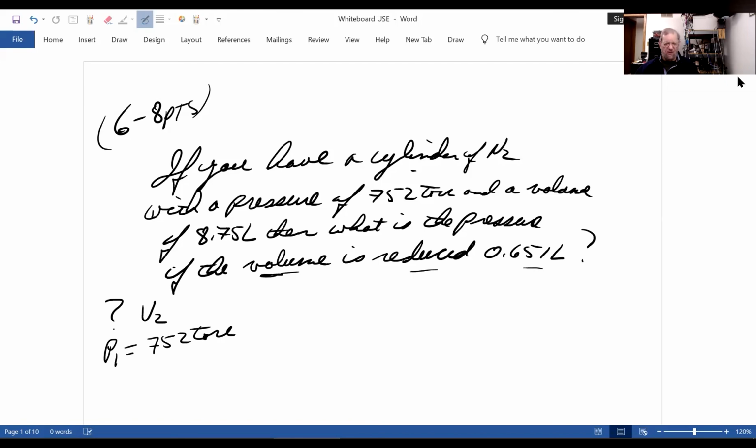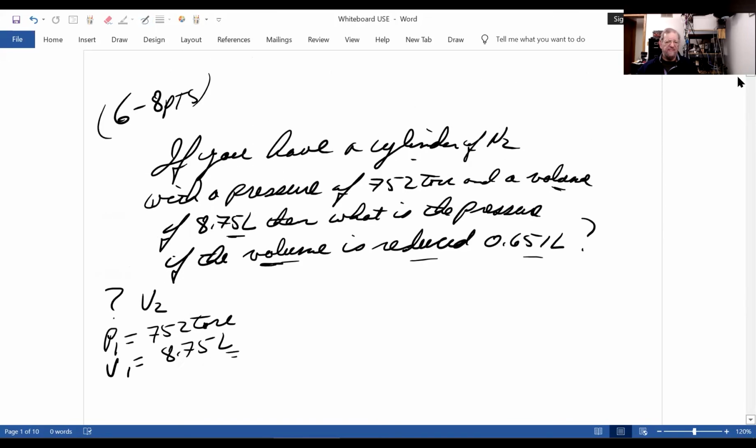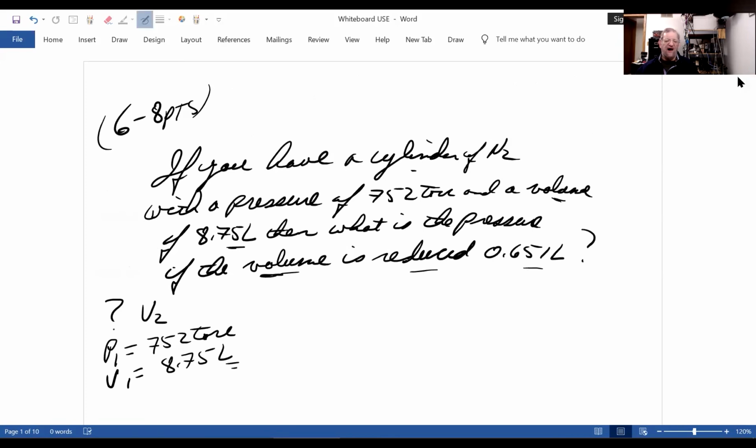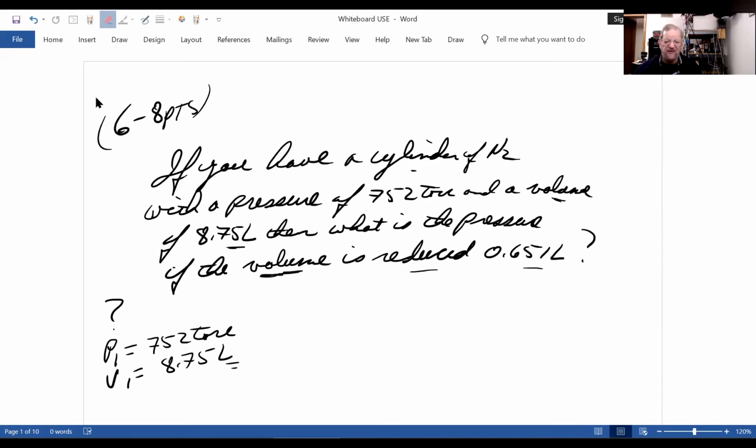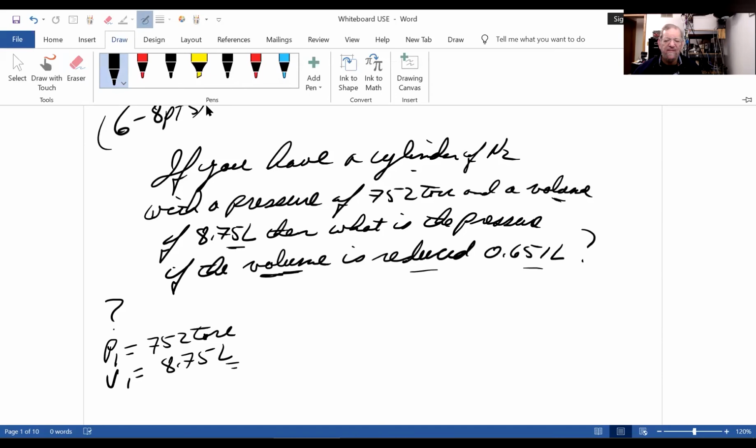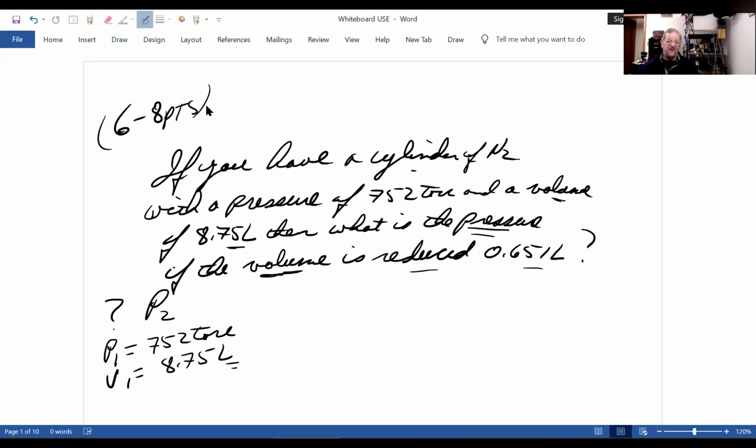We have V1, the initial volume, equals 8.75 liters. L is liters, it's a volume. And then what else are we given? Oh, wait a second. I had made a mistake. Somebody should have yelled at me. We're being asked, what's the final pressure? So this should be P2. Sorry about that. See, I told you I don't walk on water. And we're given the final volume, V2, equals 0.651 liters.